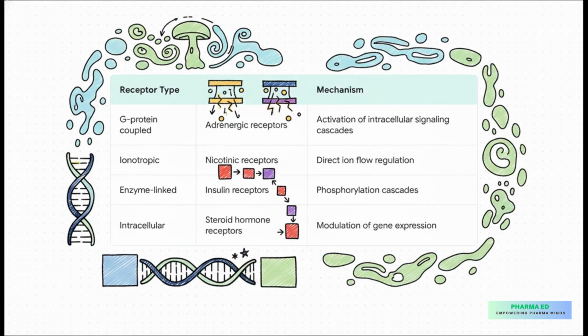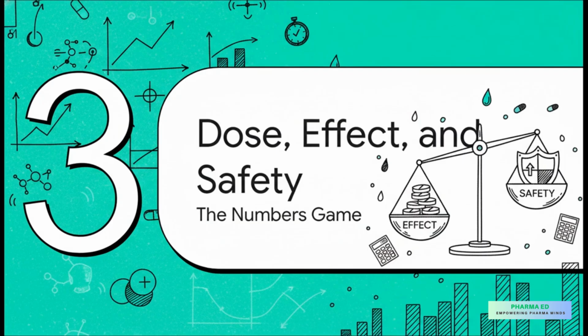Now, this table is a goldmine for your exams, really. It breaks down the main receptor families, look at the different ways they work. G-protein-coupled receptors, they kick off a chain reaction inside the cell. Ionotropic ones, they're like super fast gateways, opening and closing for ions. Then you have enzyme-linked receptors, which set off their own cascade, and intracellular receptors, which go right to the control center, the nucleus, to actually change how our genes are expressed. Knowing this is vital.